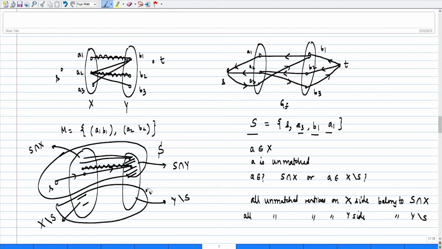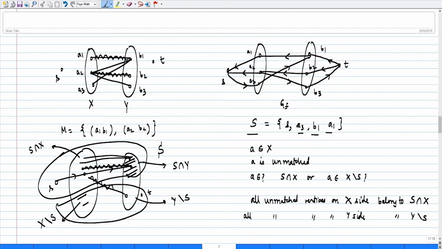Okay, T is here actually. Okay, yeah, so the question that I should ask is what about these edges? Maybe there are vertices here which are matched, but they can have their matched partner inside this set which is S intersection X. Can this happen?